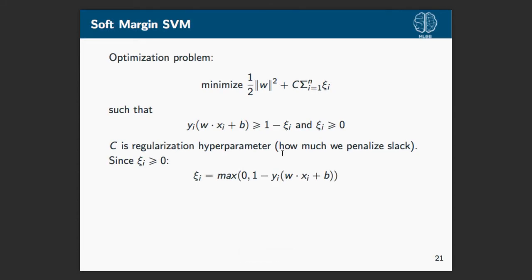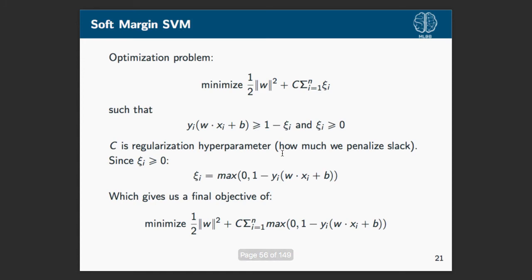Okay, cool. So another way to rewrite this is, since you know that your slack is not negative, you can rewrite it as this max of 0 and 1 minus y times (wx plus b). And this gives us the final objective. So here, we've completely removed any reference to the slack. And now we have this regularization loss plus hinge loss. So a bigger parameter would penalize it more? Yeah, would penalize the slack more.